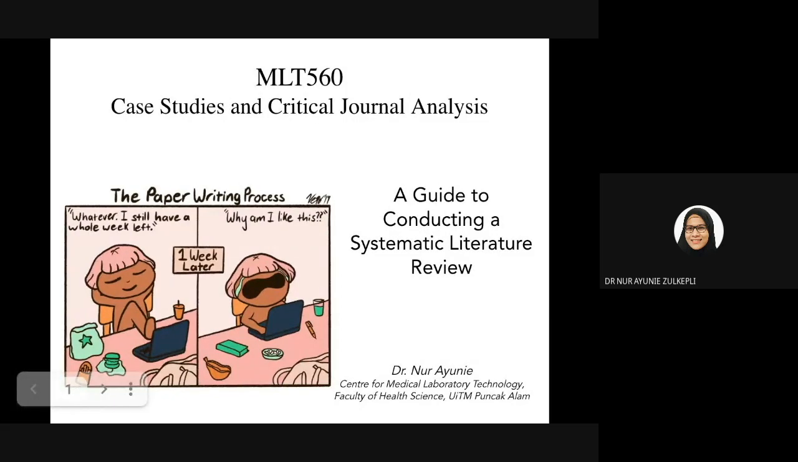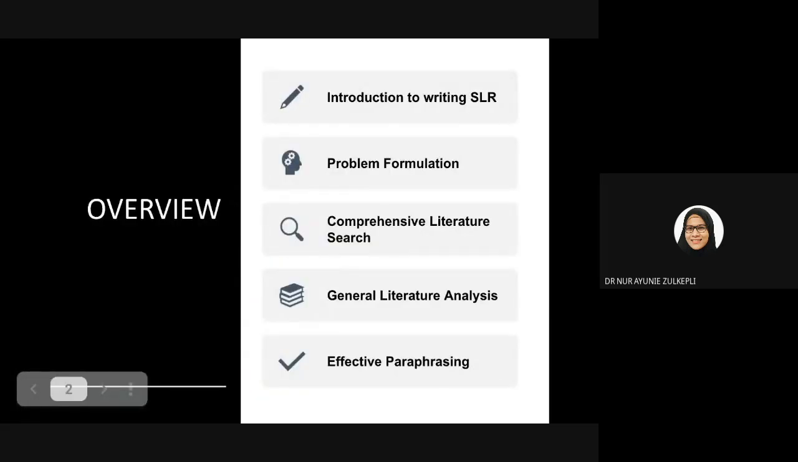Okay. So in this topic today, you're going to learn about the introduction to writing SLR. You are going to formulate the problem statement, and you can apply how to do a comprehensive literature search specifically for SLR, and you learn about the literature analysis and also to do effective paraphrasing. This week we are going to cover these 4 to 5 topics, and we are going to cover 5 for part 2 next week, the final week.